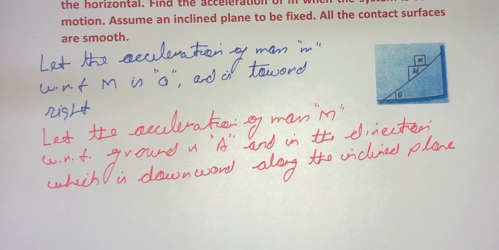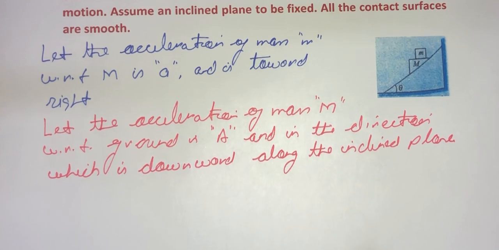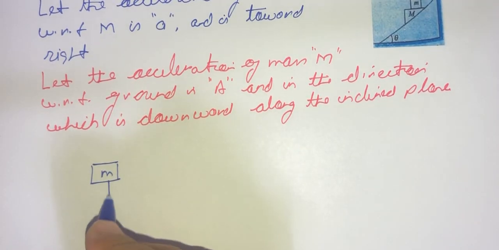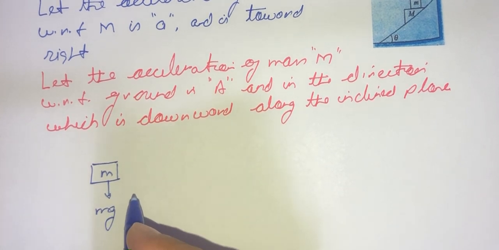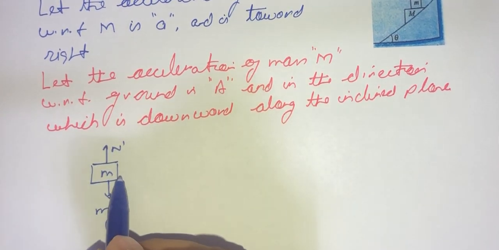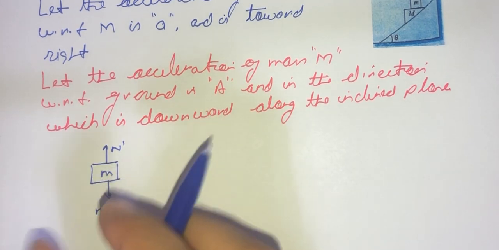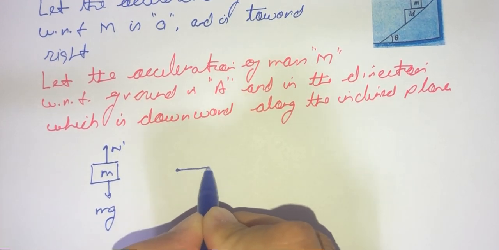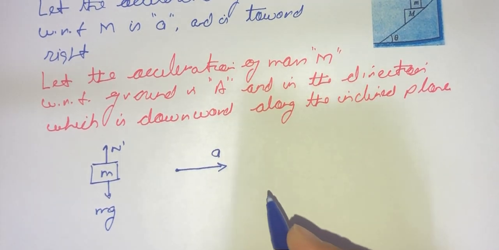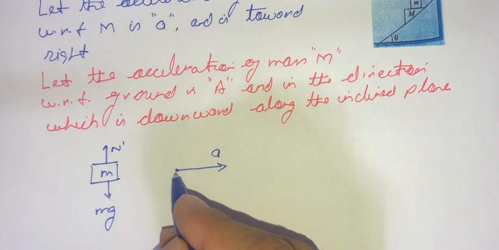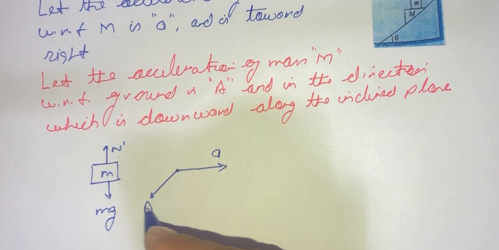Let's draw the free body diagram, first of all for small mass m. So this is mass m. There will be mg in the downward direction, and there will be a normal, let us say n prime, in the upward direction. We can also draw the acceleration of this small mass. We already defined that the acceleration A will be in the downward direction, and this mass m will also be traveling along with the capital mass. So it is going to have an acceleration of capital A in the downward direction.